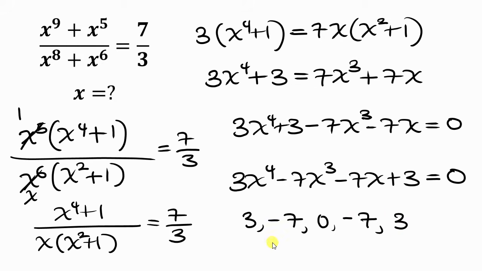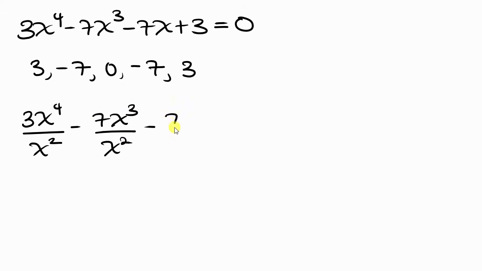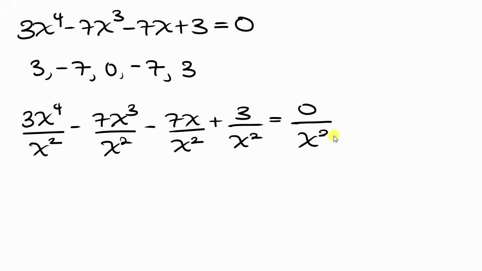So how do we solve a reciprocal equation? Since the degree is even, we're going to be dividing through by x to the power of 2. So this becomes 3x^4 divided by x^2, minus 7x^3 divided by x^2, minus 7x divided by x^2, and then plus 3 divided by x^2, equal to 0 divided by x^2.